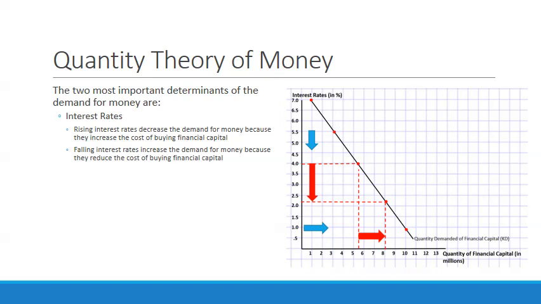So if the interest rates are at 4% and they fall to 2.2%, then the demand for financial capital increases from 5.5 million to 8 million. So we can look at the different points along the line there and see that as interest rates are changing, we see a change in the quantity demanded of money.